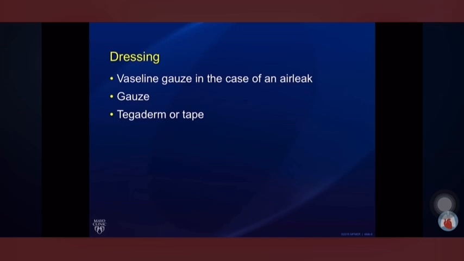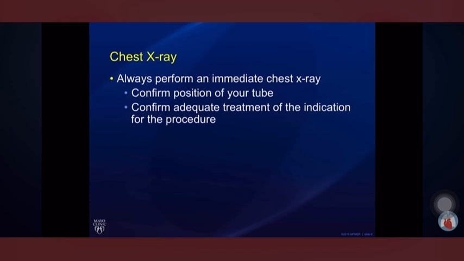We place a Vaseline gauze around the base of the chest tube in the case of air leaks. If there is no air leak, then you can go directly to gauze. We place a piece of gauze underneath the chest tube to buttress it a little bit from the wall, followed by gauze on top, and secure everything with Tegaderm or tape. The dressing should be air and watertight. Always perform an X-ray to confirm the position of your tube and the effectiveness of your intervention.